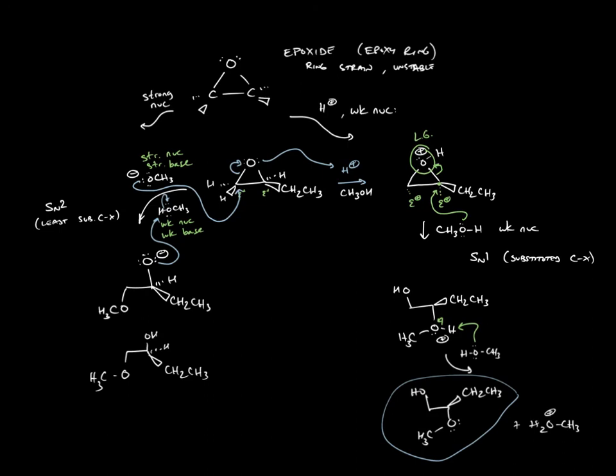And big picture, we add whatever we want, and it depends on which product we want to form. If we want to form a product where your nucleophile attacks on the least substituted side, then we should add a strong nucleophile. If we want to make a product where our new group is found on the most substituted side, then we add a weak nucleophile and some acid.